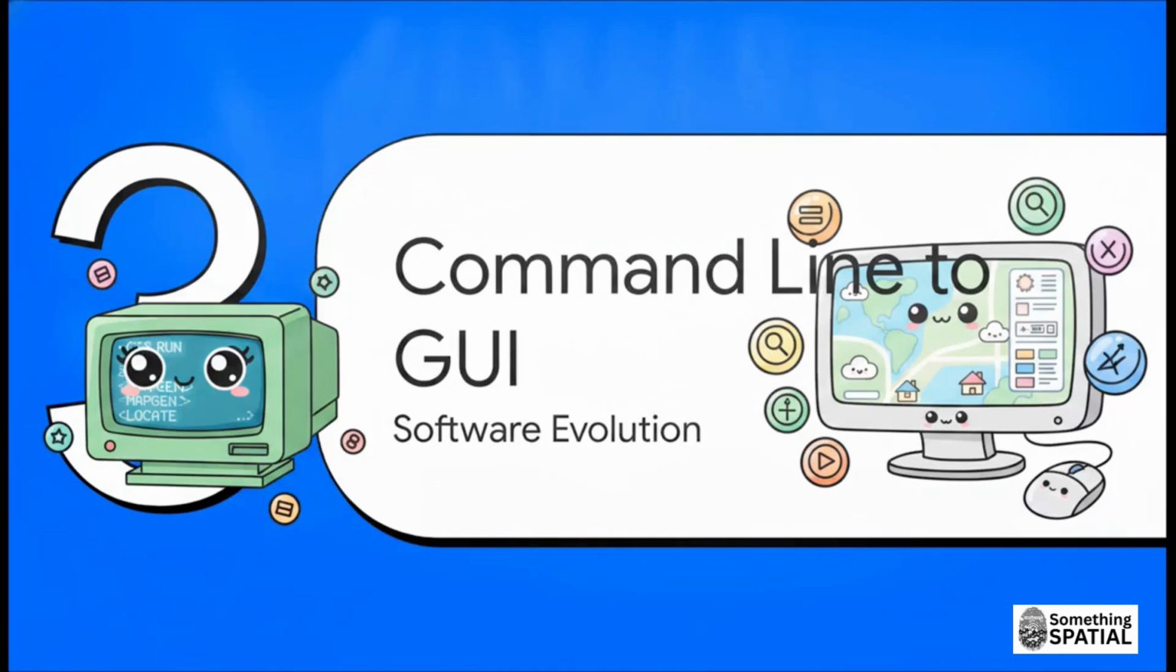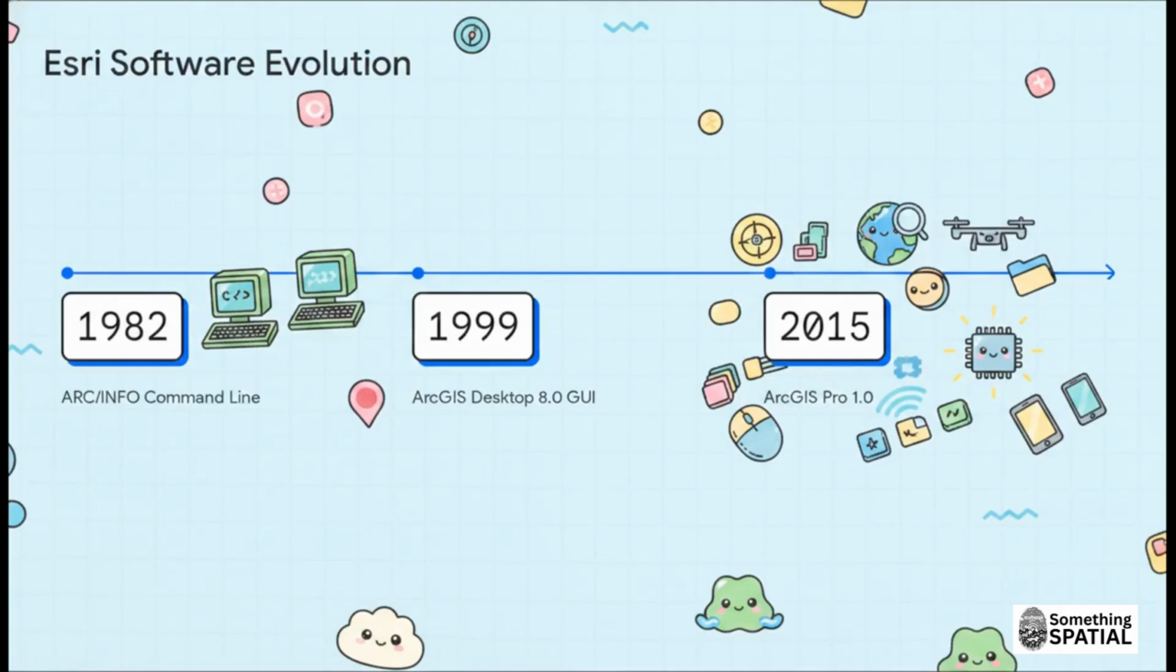All right, Section 3, Command Line to GUI. Let's look at how all this history builds into the tools sitting on your lab desktop right now. This timeline tracks your commercial toolkit's evolution.